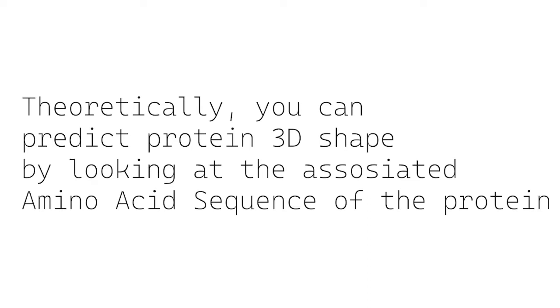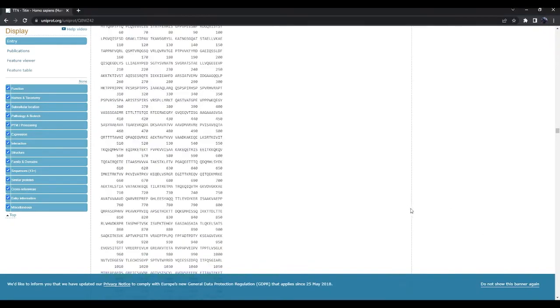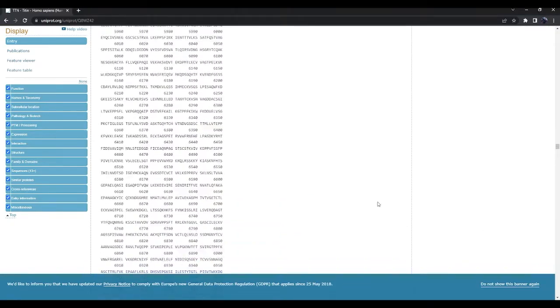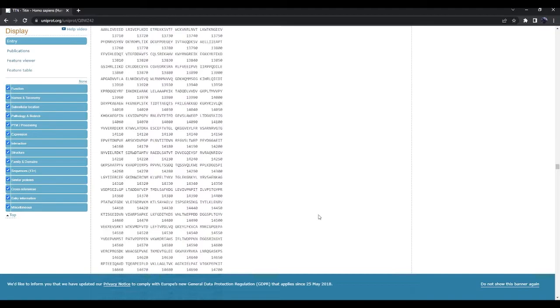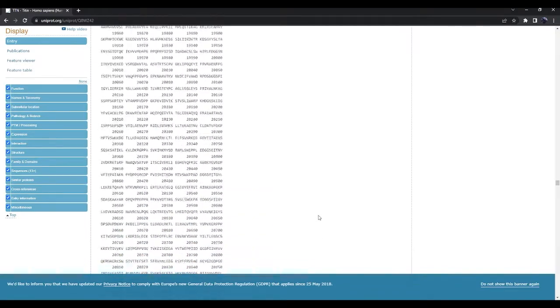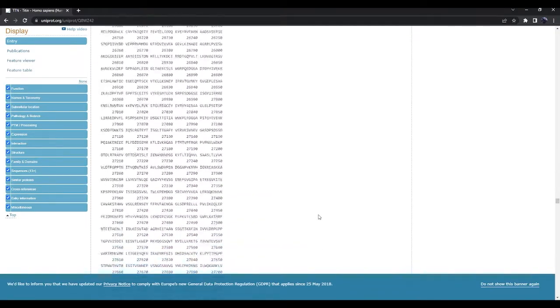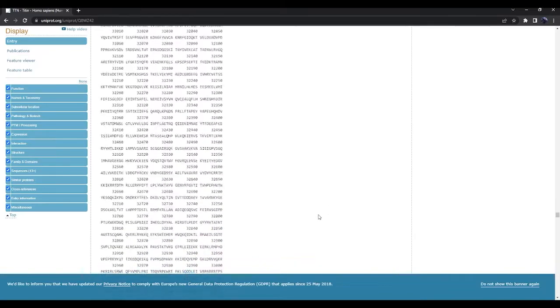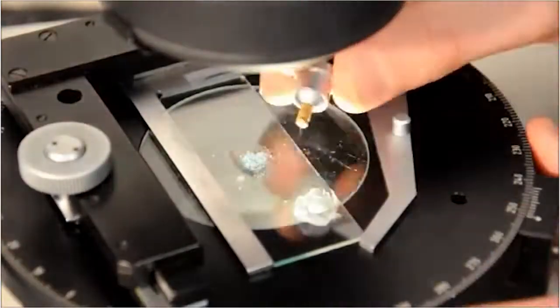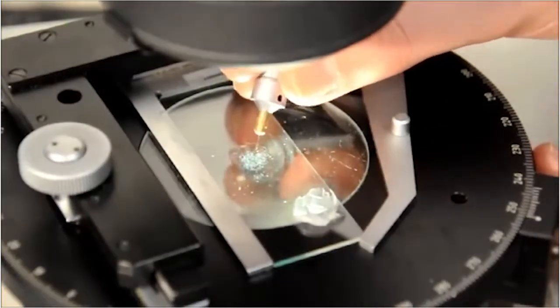Because amino acids are sequenced in a specific way, theoretically, you could predict what a protein looks like just by looking at the amino acid sequence associated with said protein. The glaring issue with this method is that many proteins have extremely long sequences, as well as the fact that there are 20 different amino acids, each with different intermolecular forces that impact the protein's shape. This makes it almost impossible for scientists to predict the shape, and we can only really know what the shape is by studying the protein with methods such as X-ray crystallography or NMR spectroscopy.